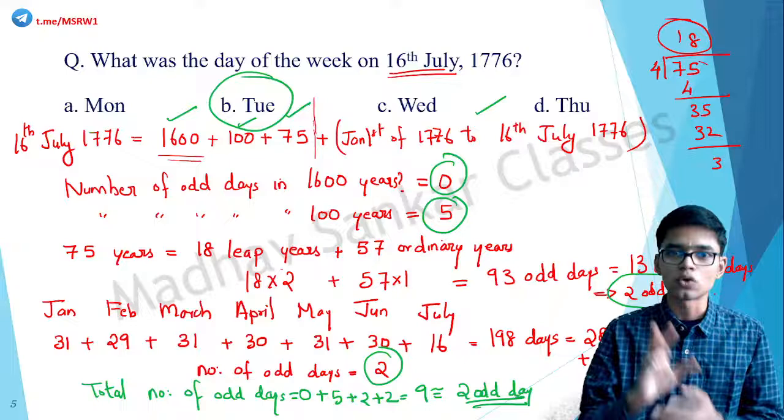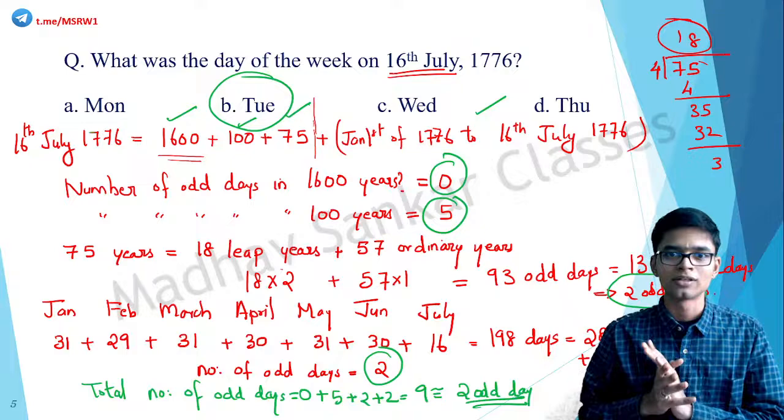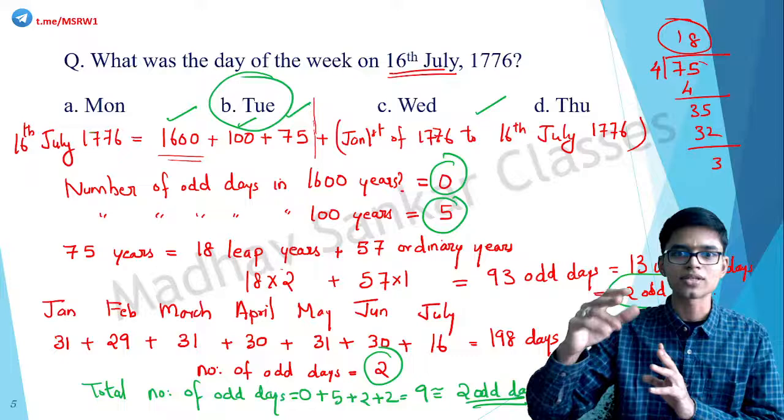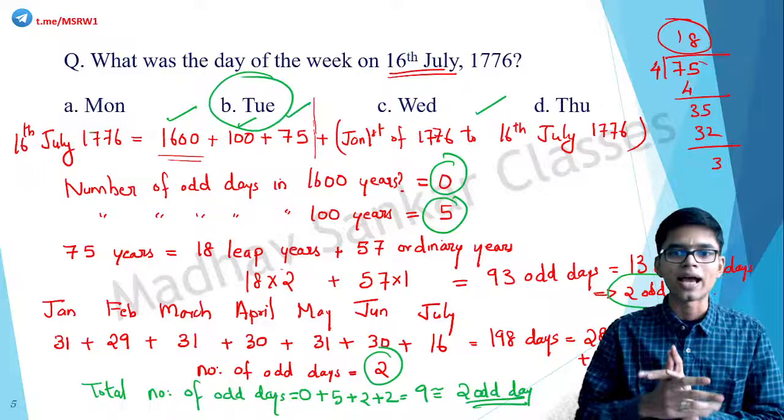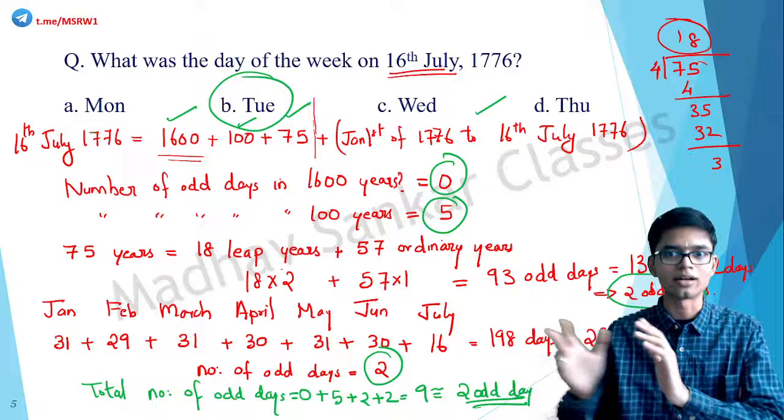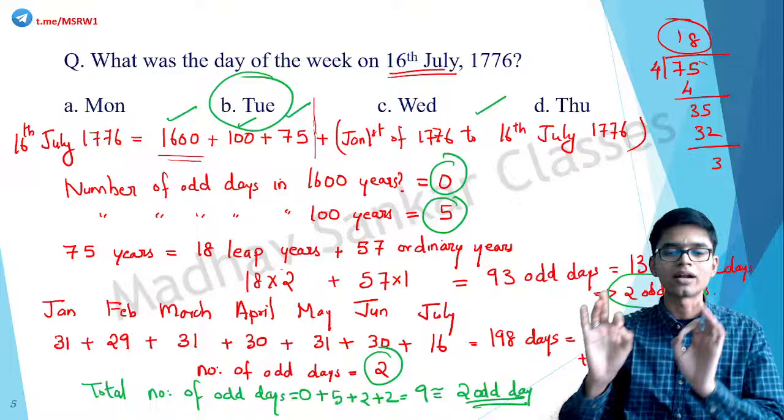So from that, we took 100 years first. We know that in one century, there are 5 odd days. So we wrote that down. Then what is remaining? 75 years and then some months. So we found out the number of odd days in 75 years. We wrote that down. And then we took the remaining extra days. We found out the odd days there. We wrote that down. In the end, we added all the odd days together and we got 9 odd days.